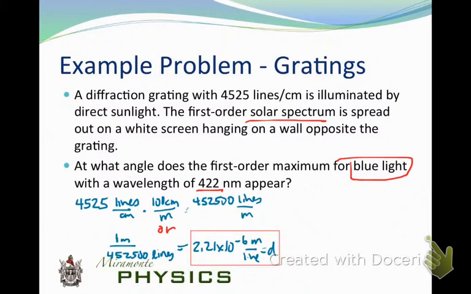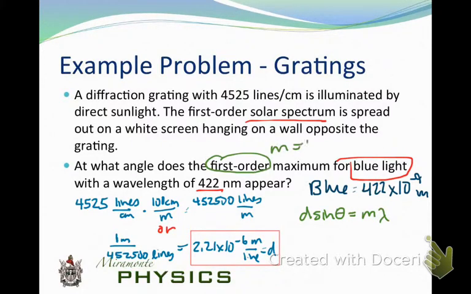And that is your d, your meters. That's how big your little opening is. It's teeny, teeny, tiny. So that's your d for d sine theta equals m lambda. So blue light, we're talking about 422 times 10 to the minus 9 meters, or 422 nanometers. That's the wavelength of the light. D sine theta is m lambda.